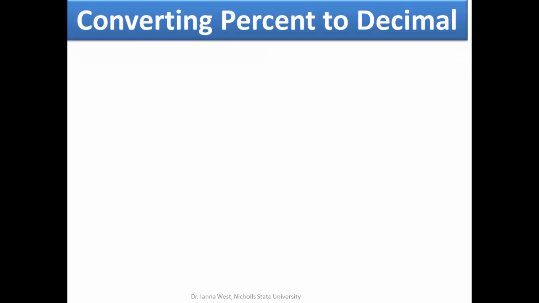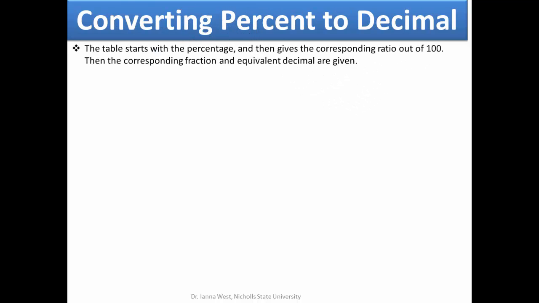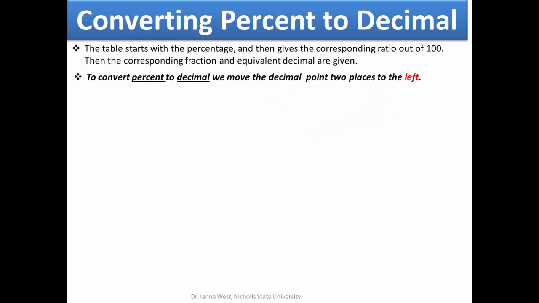We will now consider converting percent to decimal. We will use a table to show a process. We will start with the percentage, and then we will write the corresponding ratio out of 100. Then we will write the corresponding fraction and equivalent decimal. To convert percent to decimal, we simply move the decimal point 2 places to the left.